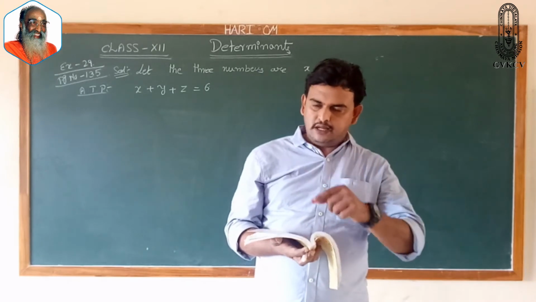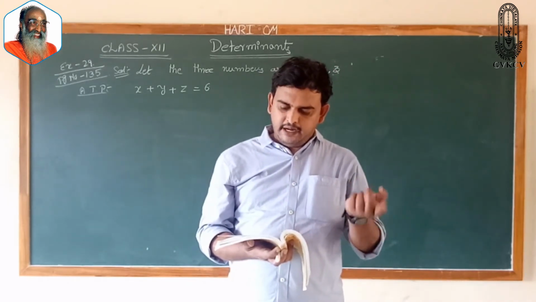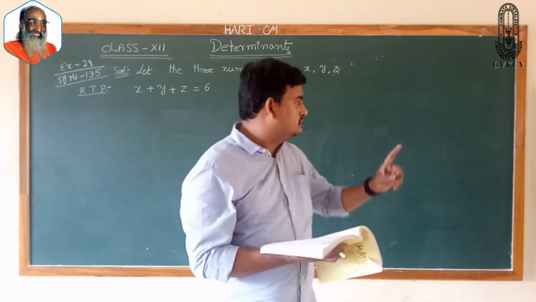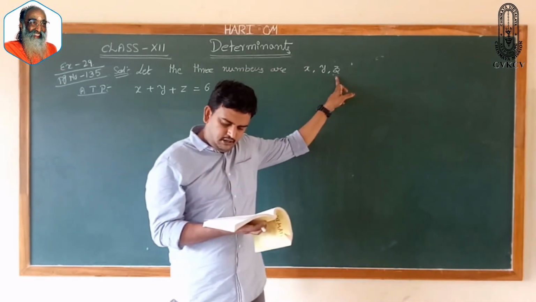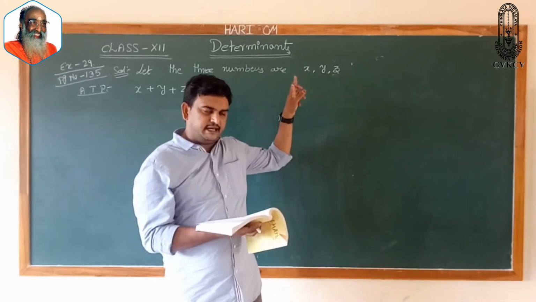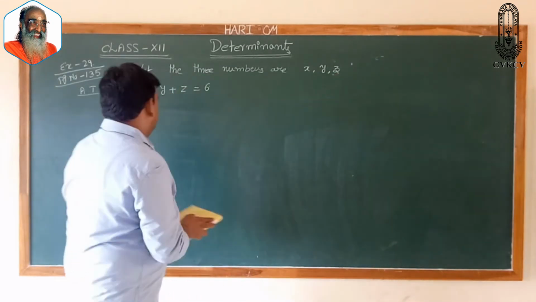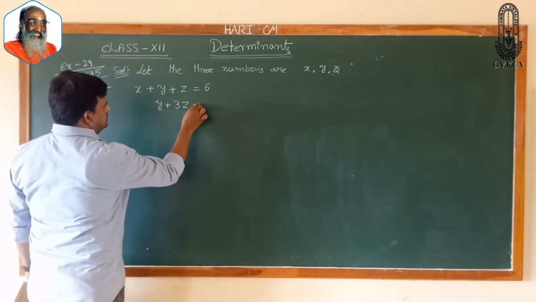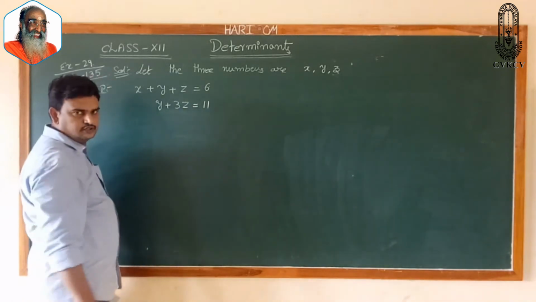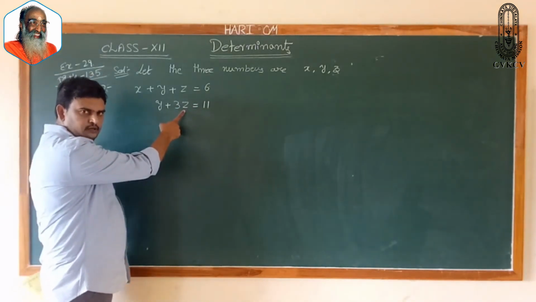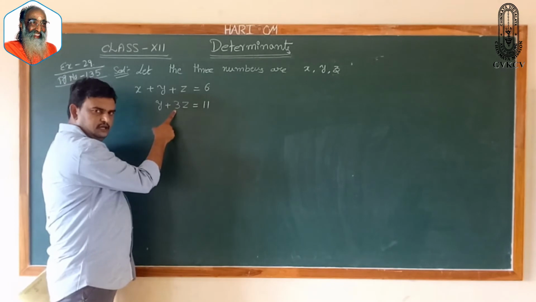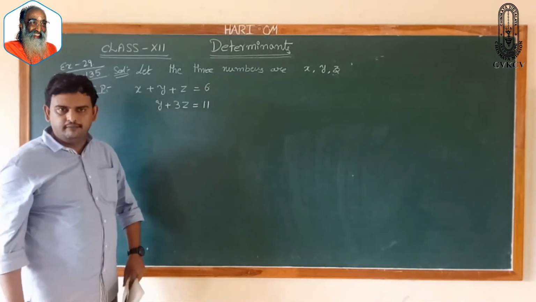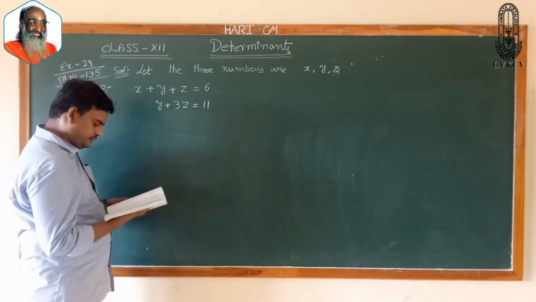And in continuation they have given that multiplying the third number by 3 and adding the second number to it, we get 11. Third number means z, we should multiply it with 3 and add it to the second number, which is y. So y plus 3z is equal to 11. So z is the third number. The third number is multiplied by 3 and added to the second number, so that we have 11.